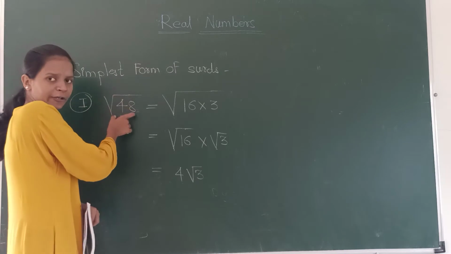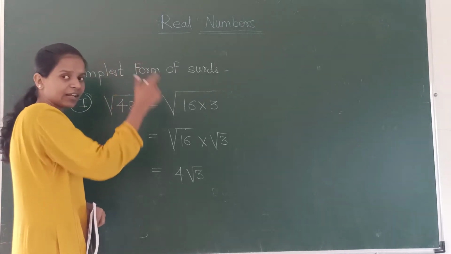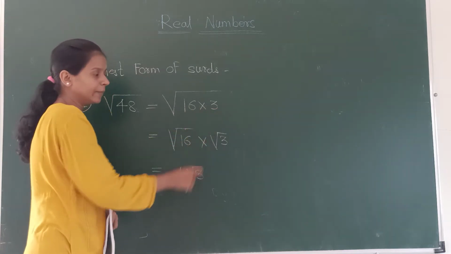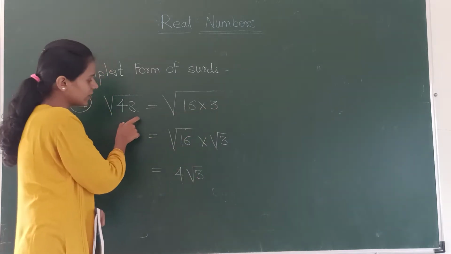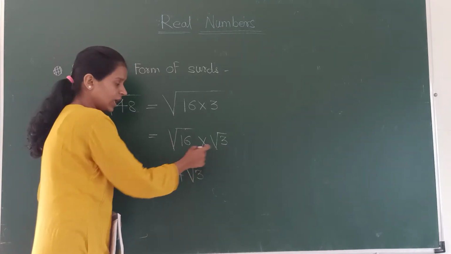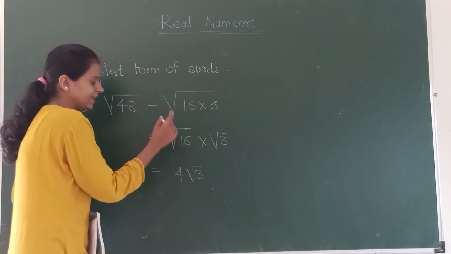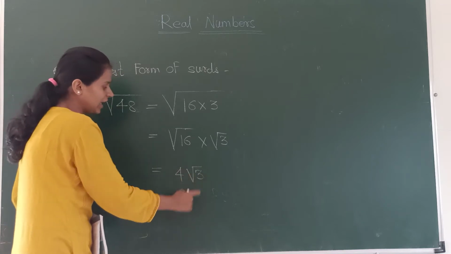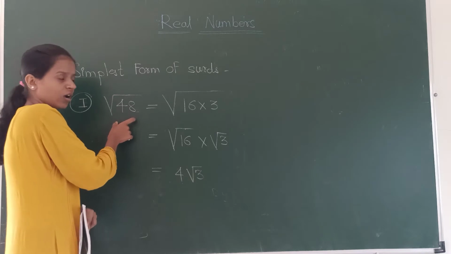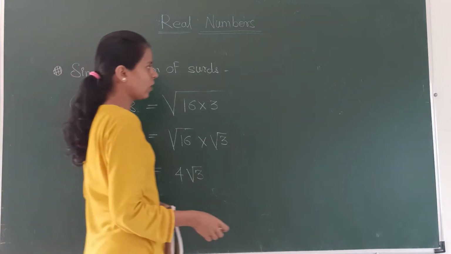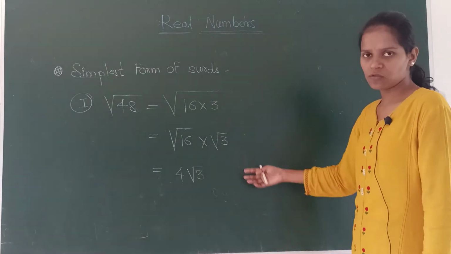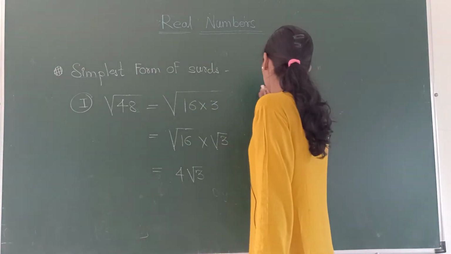Same like this, we can write under root of 48 as under root of 16 into 3, because 16 3s are 48. So we can write this simply as under root of 16 into under root of 3. If we remove the under root sign, then it will be 4 under root of 3. And this is the simplest form of the surd under root of 48. This is the first example we have seen for the simplest form of surd. We will see one more example.